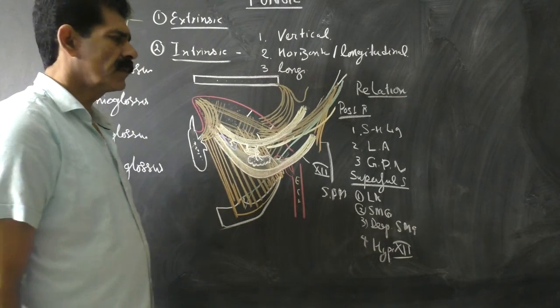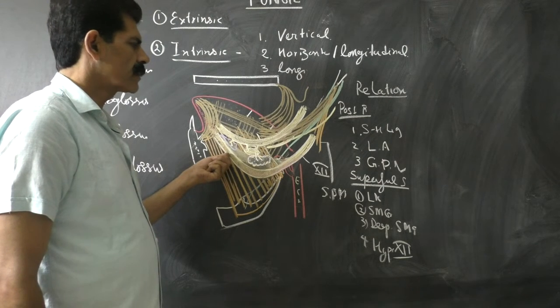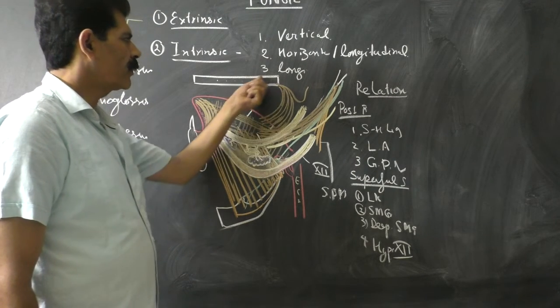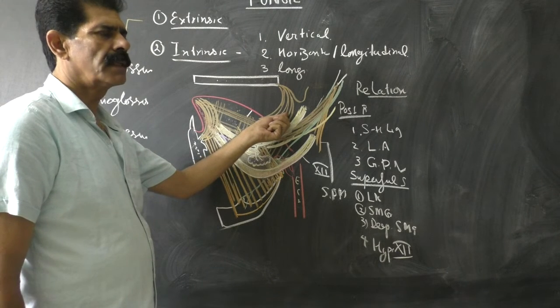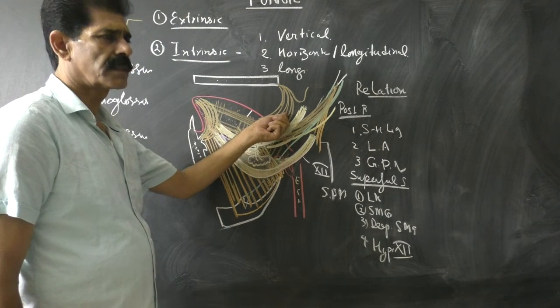Regarding the nerve supply of the muscles, all the muscles we have seen are supplied by the hypoglossal nerve, except the palatoglossus, which is supplied by the accessory nerve through the pharyngeal plexus of the pharynx.